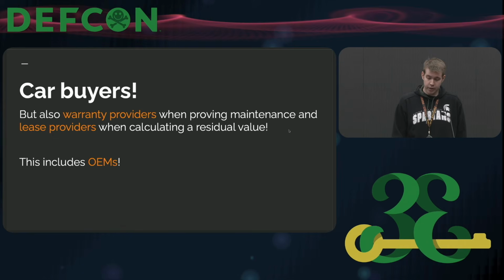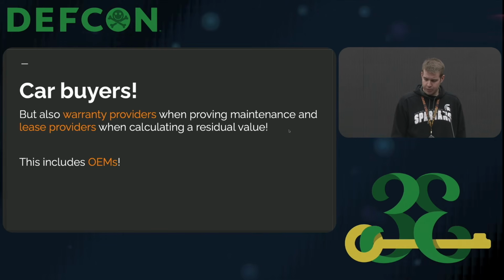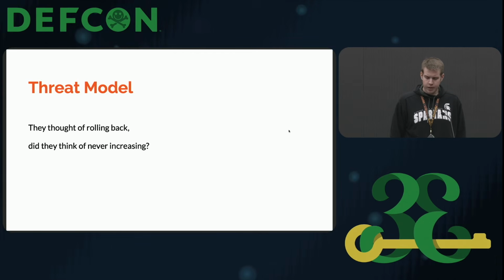So in both of those scenarios, OEMs are involved. OEMs are obviously big warranty providers, but in some cases, they're also lease providers. And I just thought that was pretty interesting. So maybe the threat model was to prevent rolling back, to prevent being able to just rewrite the value, and never increasing was just not considered.